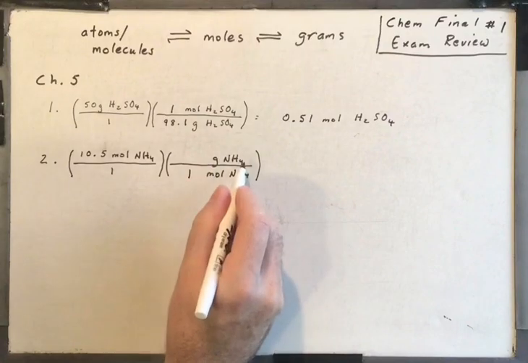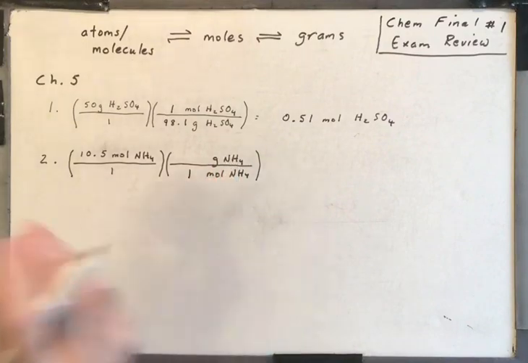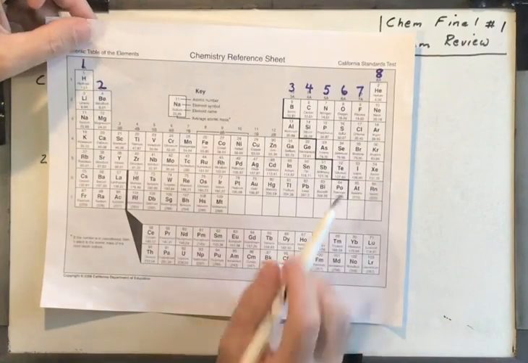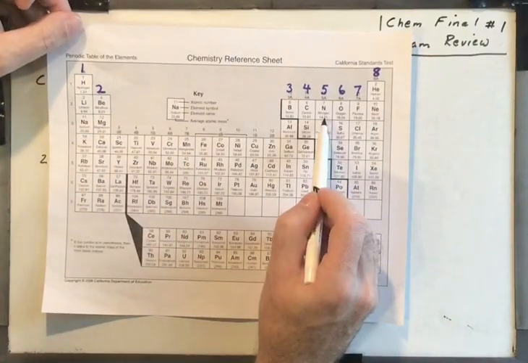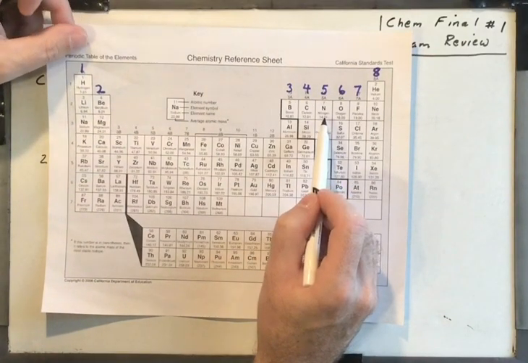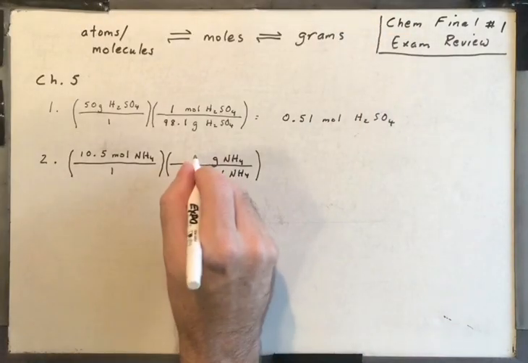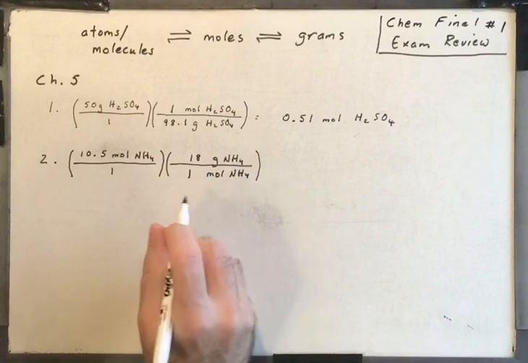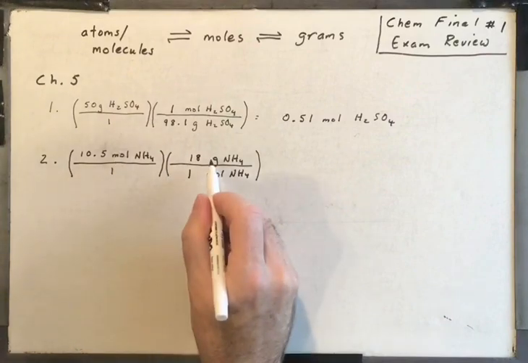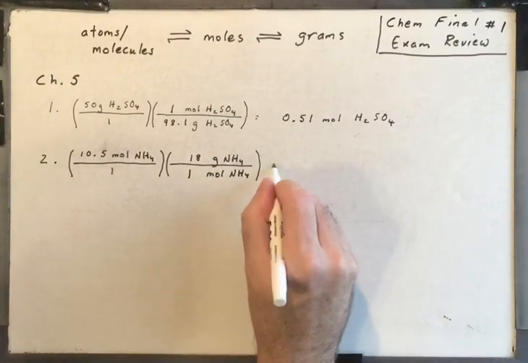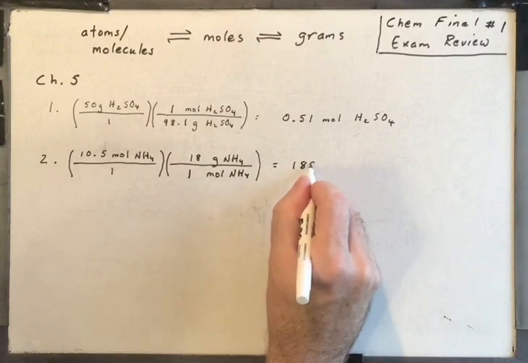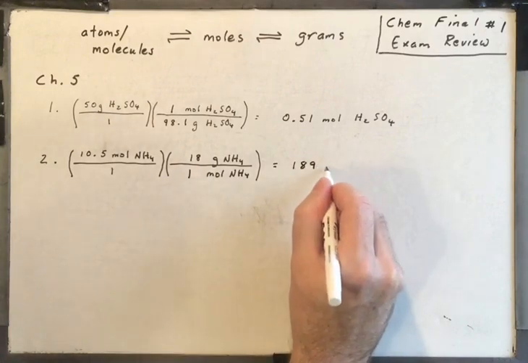How many grams of NH4 are in a mole? We add that up on the periodic table. Nitrogen is 14. We have 4 hydrogens, and each hydrogen is 1, so that's going to be 18. So 10.5 times 18, since it's on top, that's 189 grams of NH4.